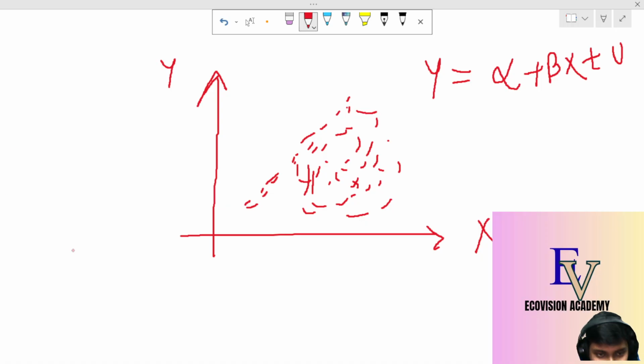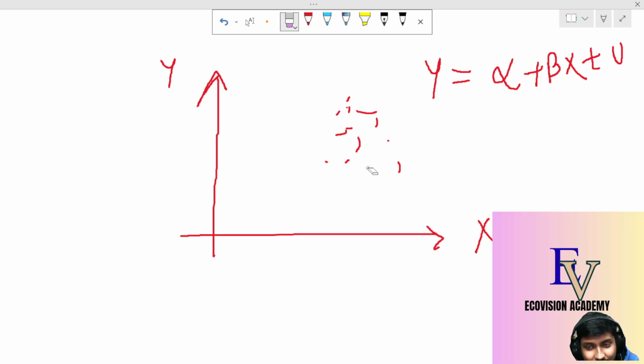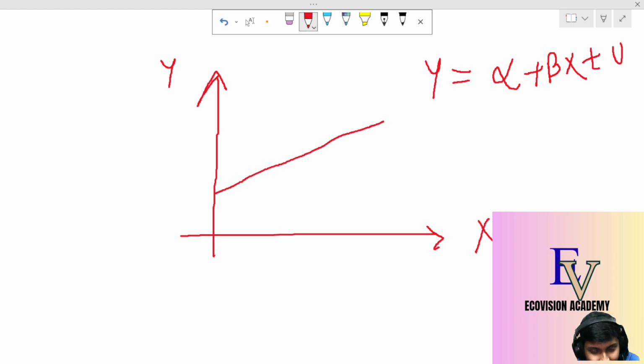The main thing is that when we think about regression, alpha plus beta x plus u, we always think that if beta is greater than 0, our regression line should look like an upward sloping straight line. This will be our regression line. This part is alpha and the slope is beta. This is the thing we know.